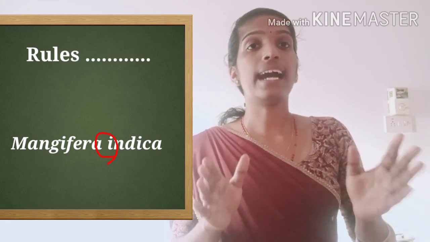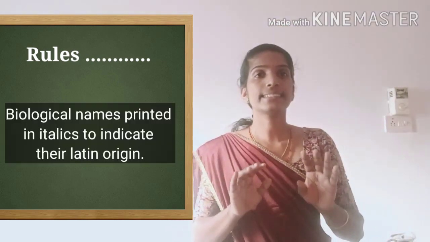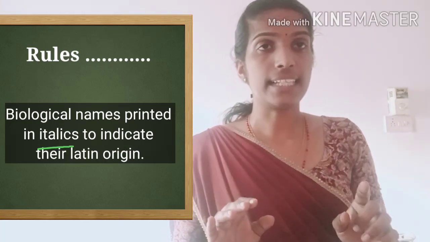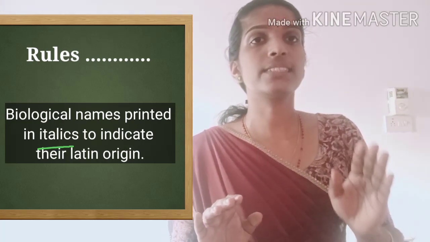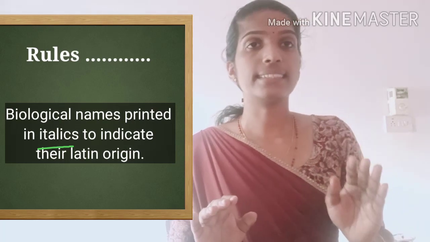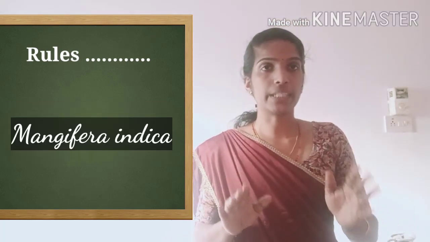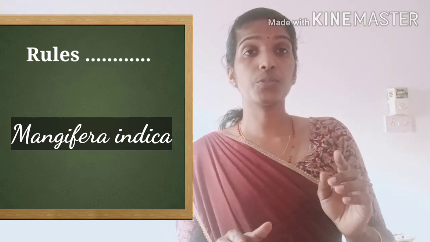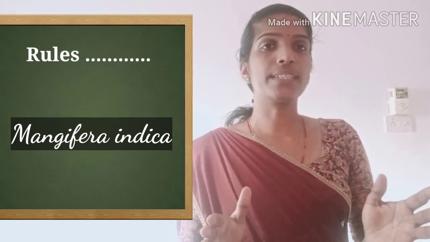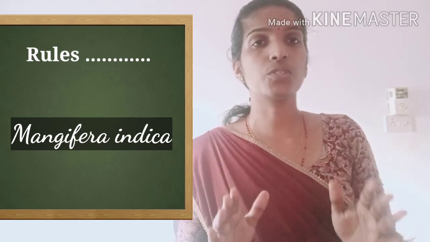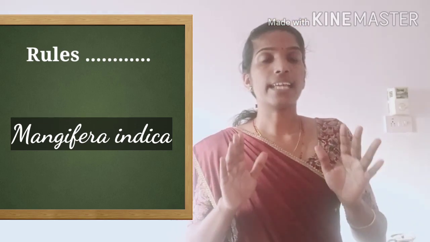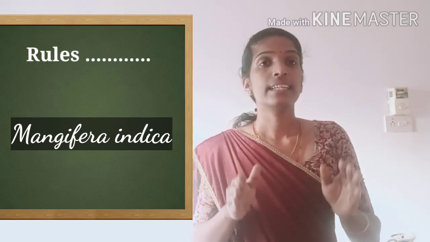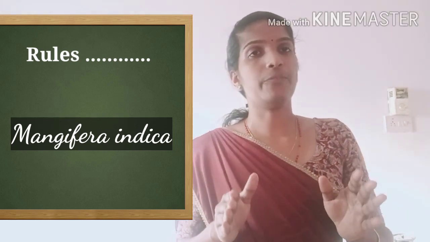Do you get the other rule? If we write the scientific name in printed form, the letters should be in italics. It's a very must rule you should follow. In order to represent the Latin origin, you should write the scientific name in italics. Here you can see on the screen, Mangifera written in italics.